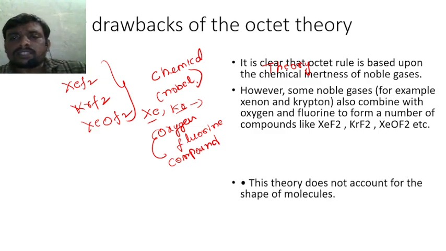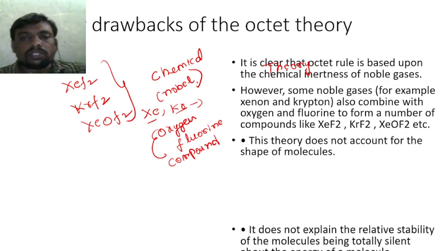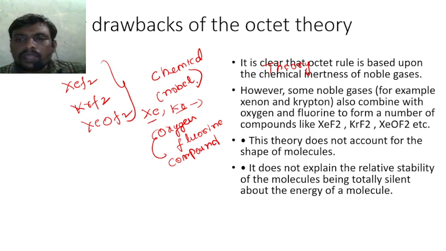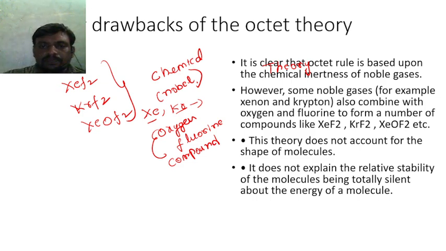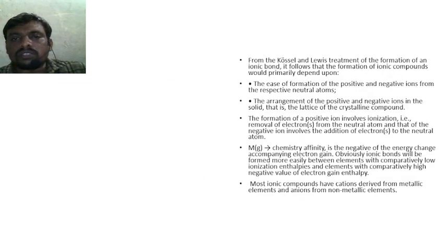Fluorides and so on are going to be formed. This theory does not account for the shapes of molecules, and in fact it is clear that the octet rule is based upon the chemical inertness of noble gases or zero group elements. It doesn't explain the relative stability of the molecules, being totally silent about the energy of a molecule.